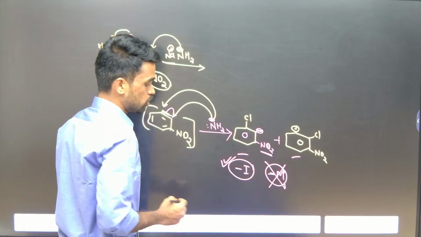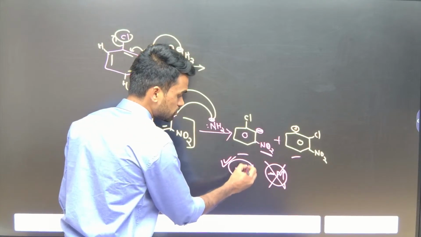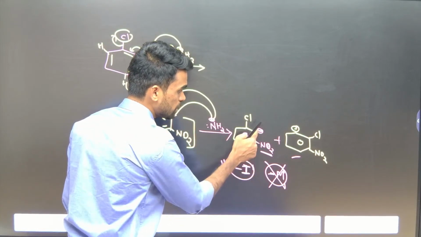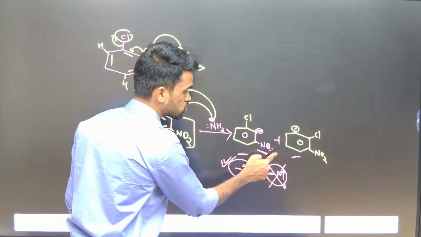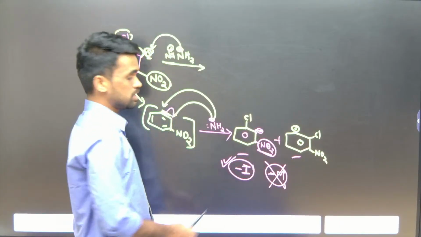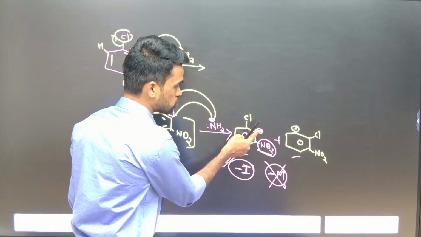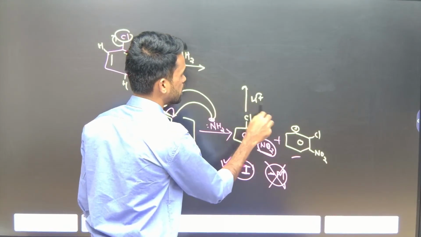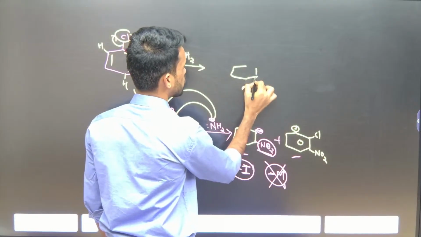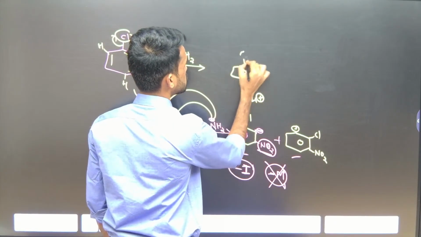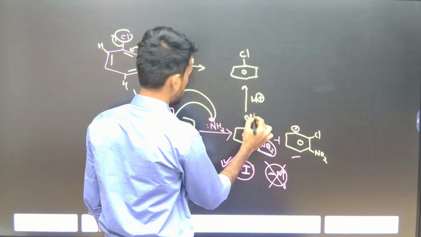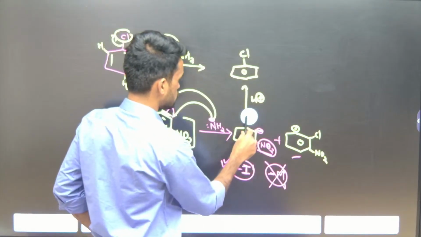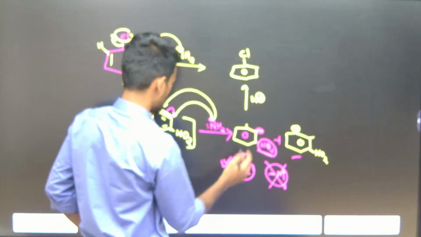Okay, right. Now tell me what I can say. Minus I effect will be more when that negative charge is closer to the electron withdrawing group. Since the electron withdrawing group and negative charge are closer here, the product formed here will be the major one. So what will be the product formed here? Not Cl, this is what we are adding, NH2, no? So write NH2.